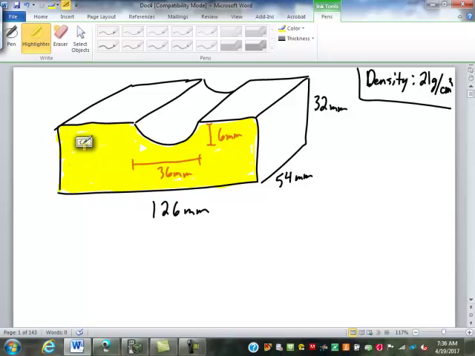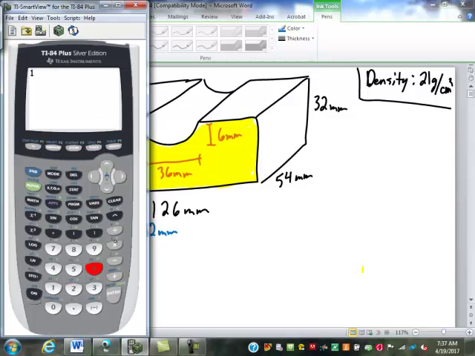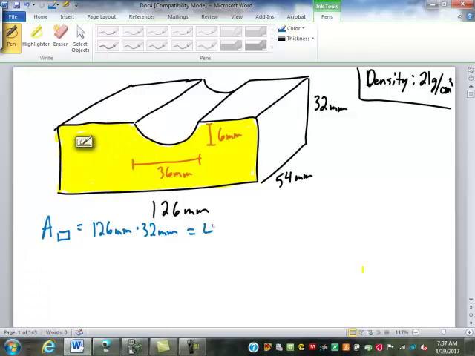But since I'm taking the time to color in this end, obviously we're going to look at finding the area of this end, multiplying by that 54 millimeter depth to get our volume. So the area of that end, we have the area of the rectangle, which is just going to be 126 times what? 32. 4,032 millimeters squared.